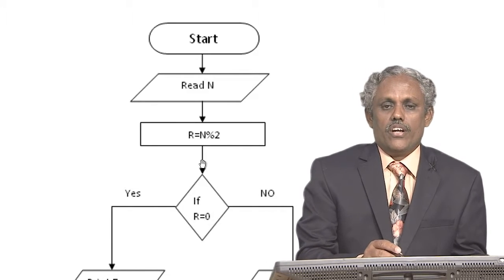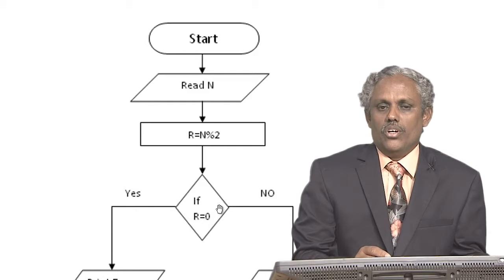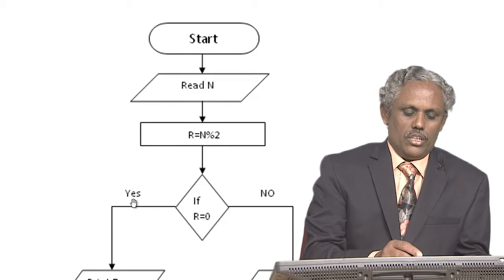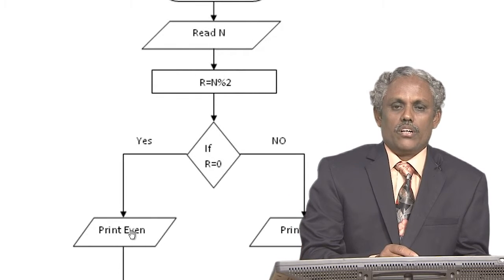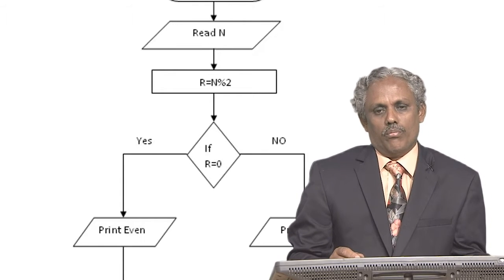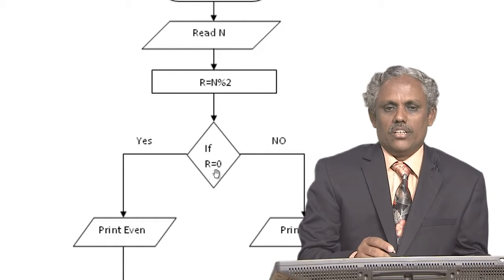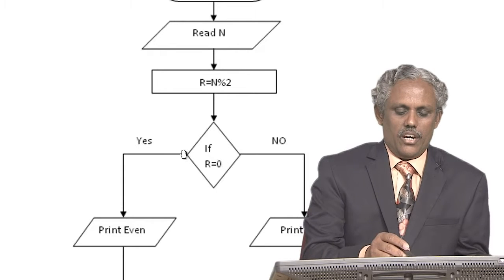So, when you divide an even number by 2, it will result in 0. So, if the remainder is 0, then it is an even number. If it is not 0, it is an odd number. So, here the decision box checks the value of the remainder, it takes 2 decisions.